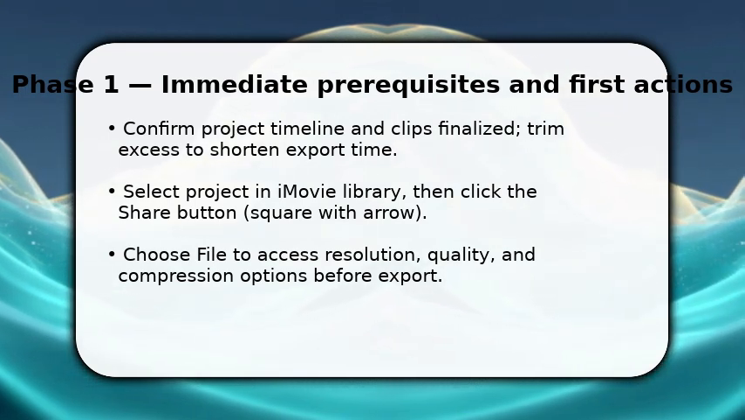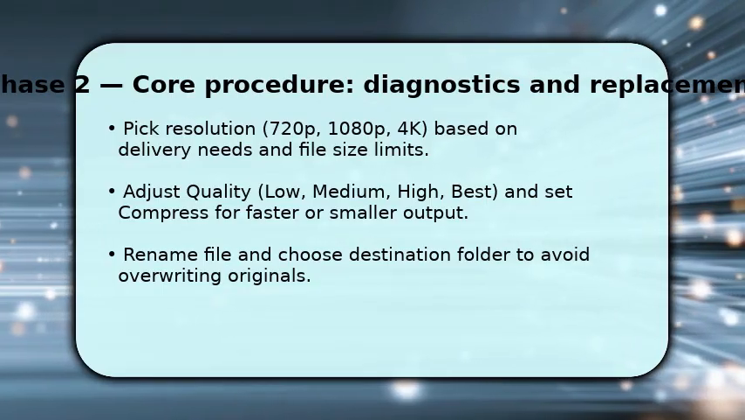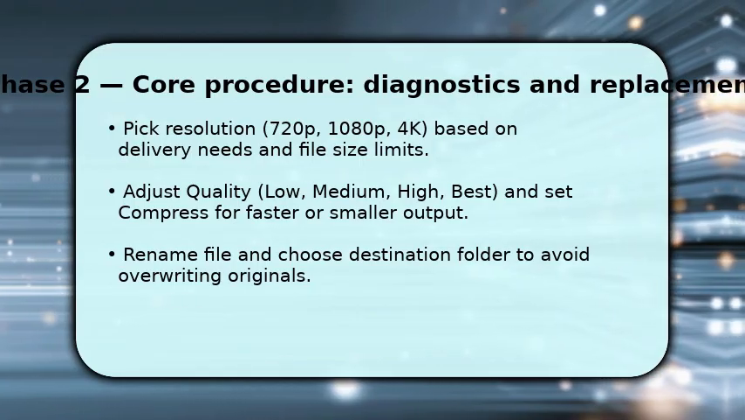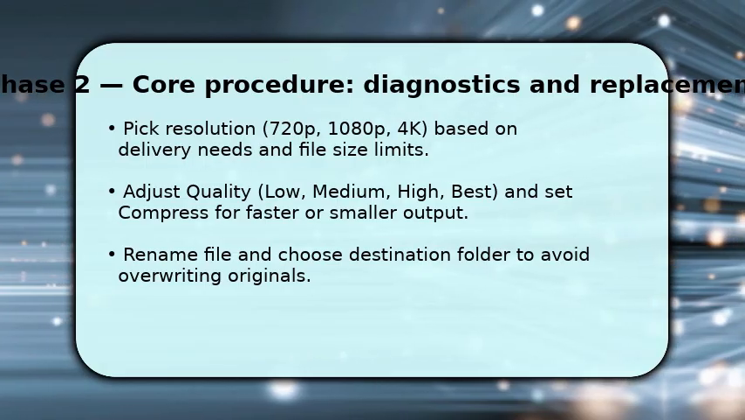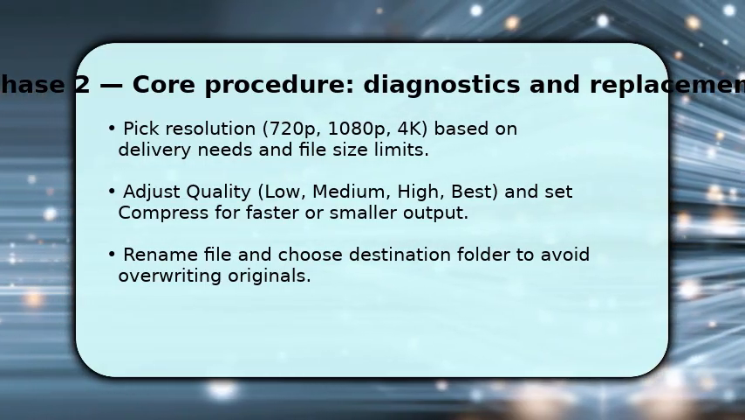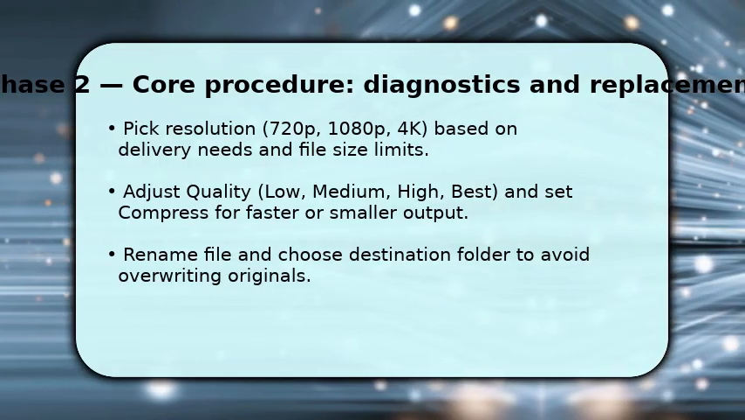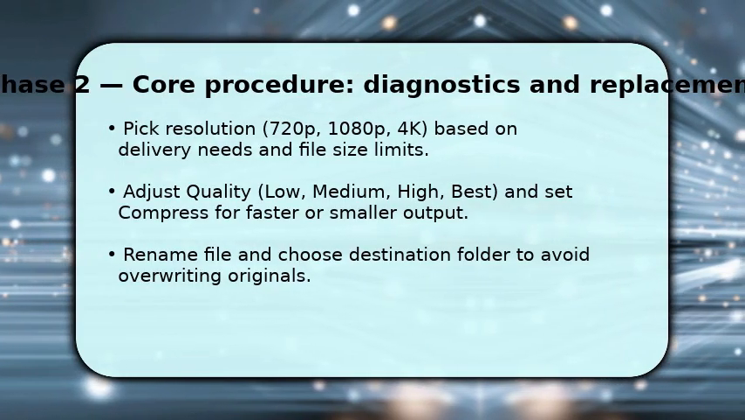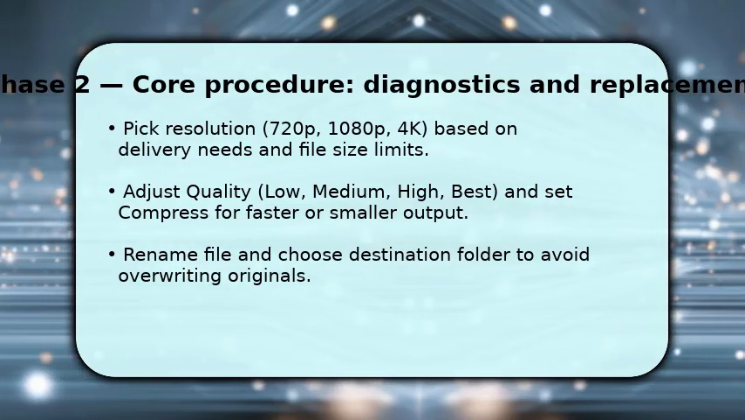Now set the technical parameters. Pick the resolution that fits your target, for instance 1080p for web or 4K for high-end delivery. Then choose quality. Higher gives better detail but larger files, so balance size versus fidelity. Select compress. Faster reduces time, better quality retains detail. Make your choice depending on deadlines. Rename the file and pick an output folder to keep versions organized. Once these are set, click Next to start encoding, which I'll walk you through finishing.